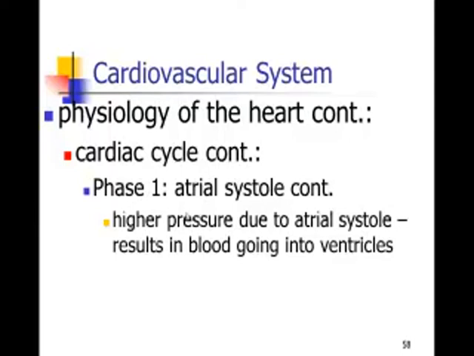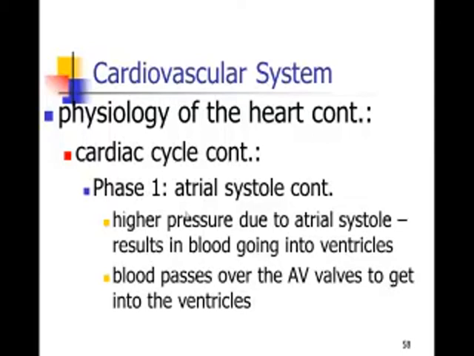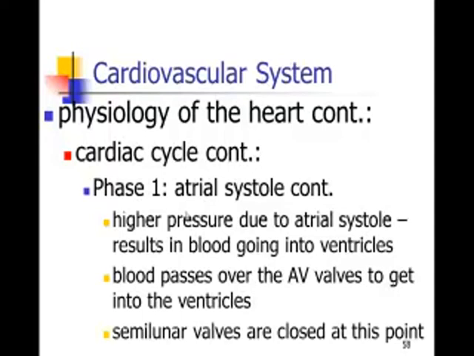Now, I didn't mention this before, or maybe I did just briefly. About 75 to 80% of the blood that gets into the ventricles gets in there passively without any pumping at all. In this phase 1, you're getting that last 20 to 25% of the blood going in. In order to get into the ventricles, blood passes over the AV valves. This is going to be on both sides. And at this point in time, the semilunar valves are closed.